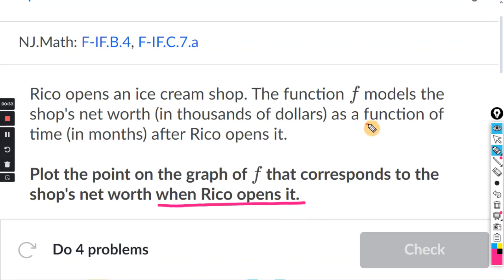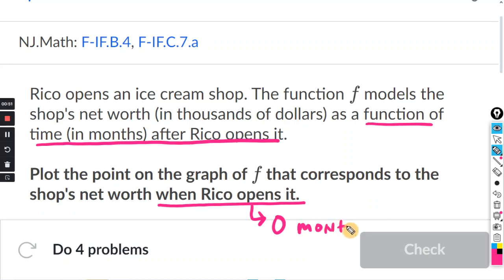Now, before I even look at the graph, it says that it is a function of time in months after Rico opens it. So when he opens it, how many months are we at? Well, when he first opens it, that's just going to be 0 months. So that's what we're looking for, 0 months. And they want us to plot the point on the graph. So all we have to do is find the graph at 0 months and click on it.